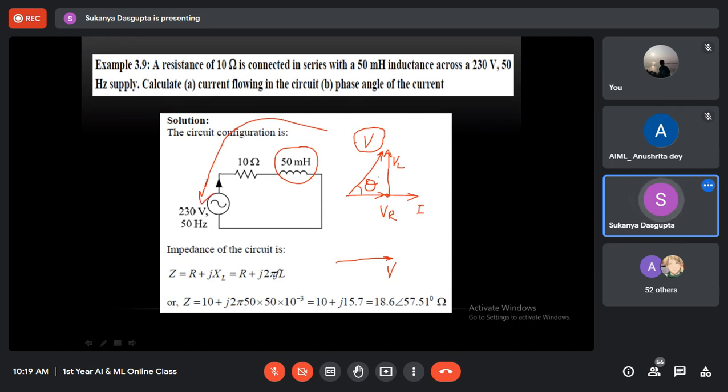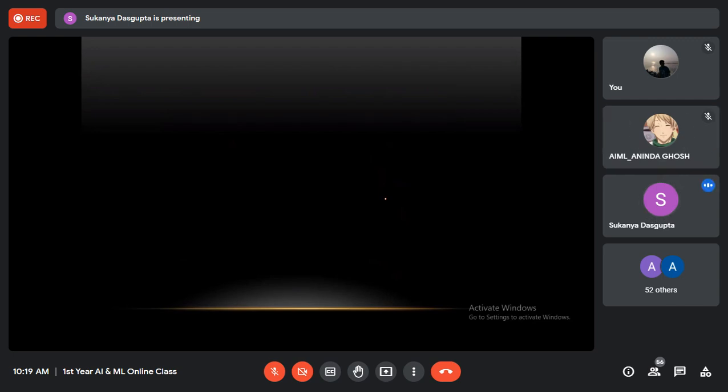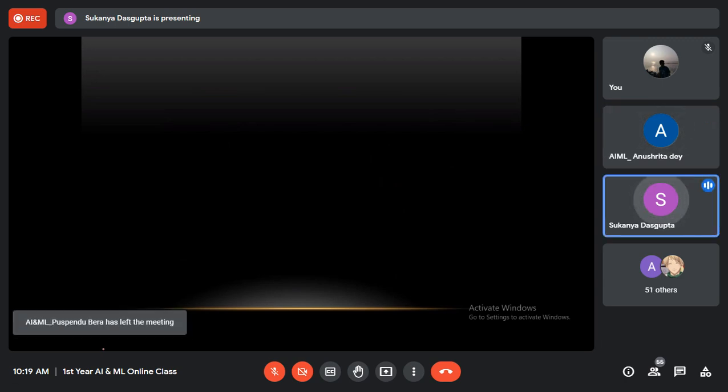Now look at this diagram carefully. What you will see is that current I is lagging the voltage. Current I is just lagging the voltage. That's why here we'll consider minus 57.51 degrees as the theta, in which current is lagging.